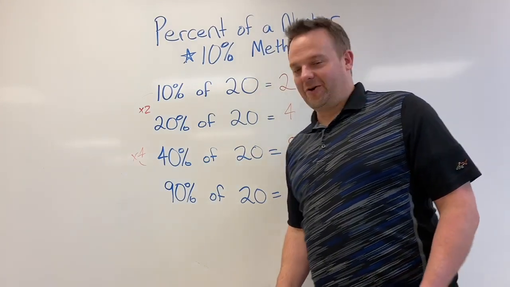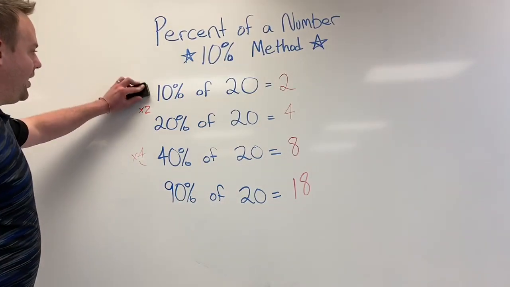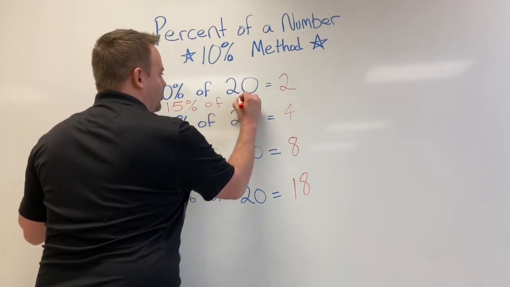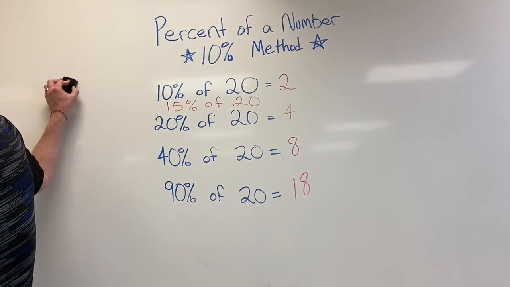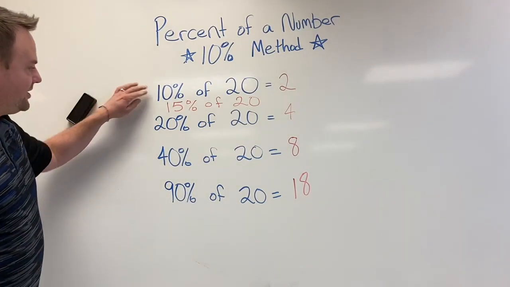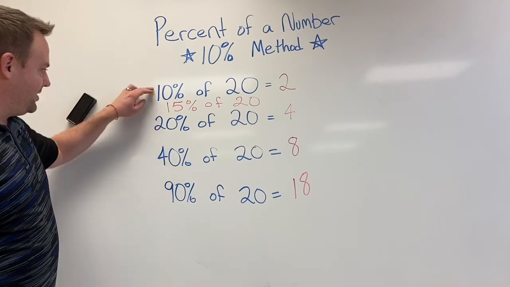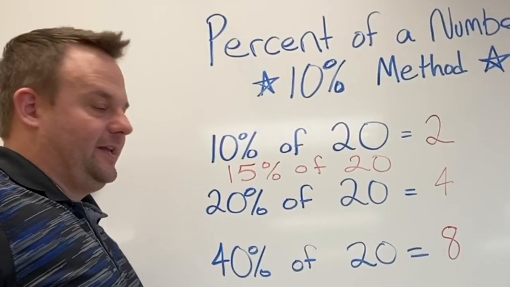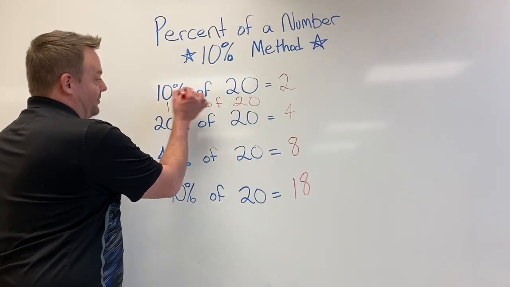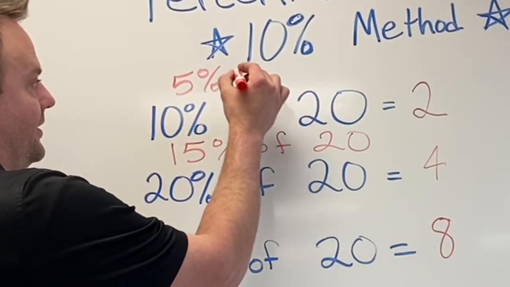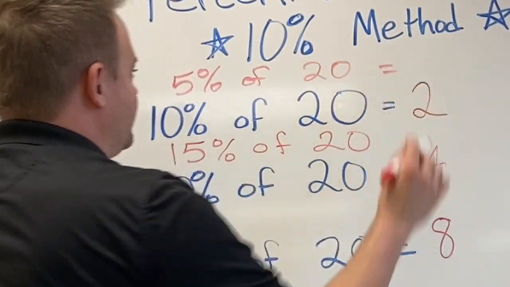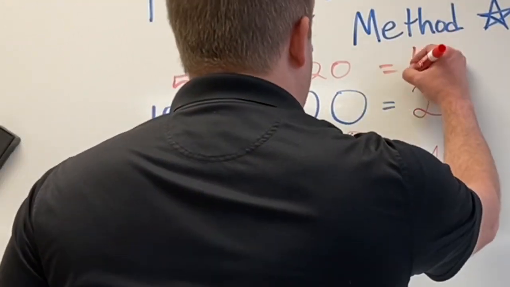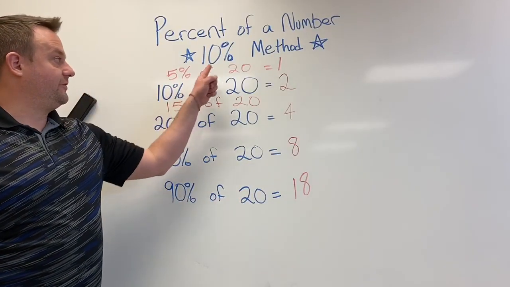Now, can I throw a curveball at you? Watch this. What if we did 15% of 20? How could that possibly work? Because 10% was, to get 20% and 40% and 90%, just multiply by 2, multiply by 4, multiply by 9. 15%, not so much. Well, any ideas? What's half of 10%? Well, that's 5%, right? So 5% of 20 equals, well, 10% divided by 2 is 5%. 2 divided by 2 is 1. Therefore, 5% of 20 is 1.